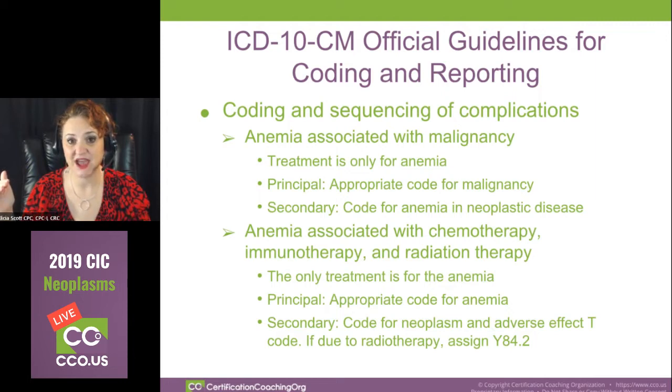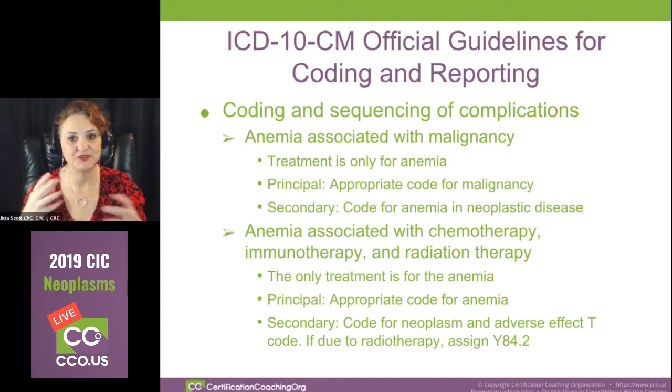So let's say they have cancer of the liver. Well, the liver helps produce cells, and that would cause a person to fall into anemia. Right, so we have to know the difference. In that second scenario, the principal diagnosis is the anemia, not the cancer and the chemo and all the other stuff.